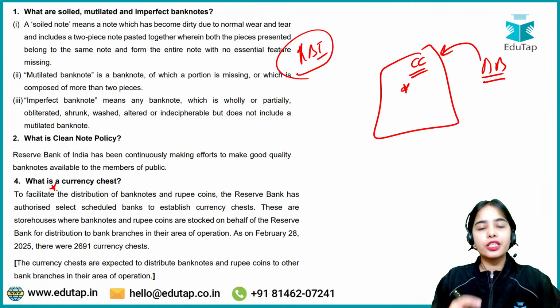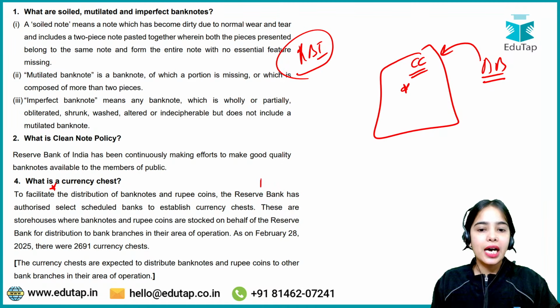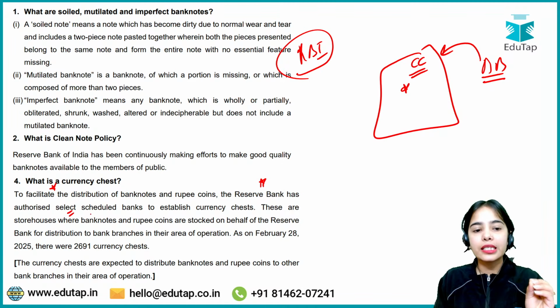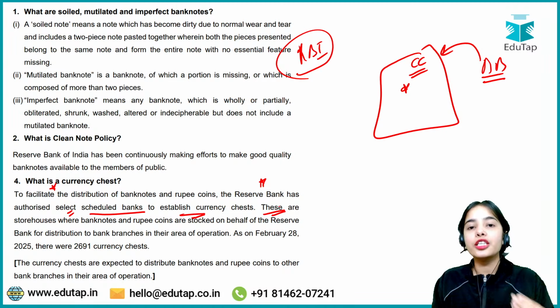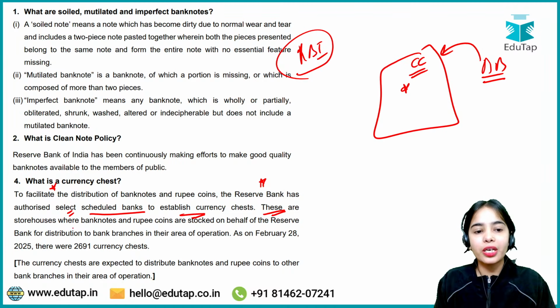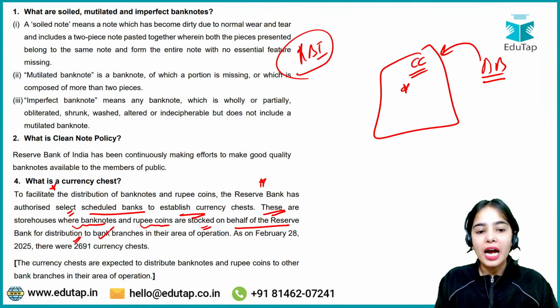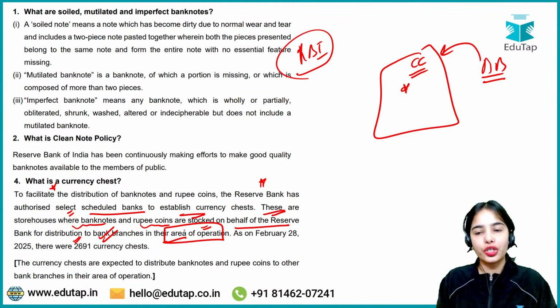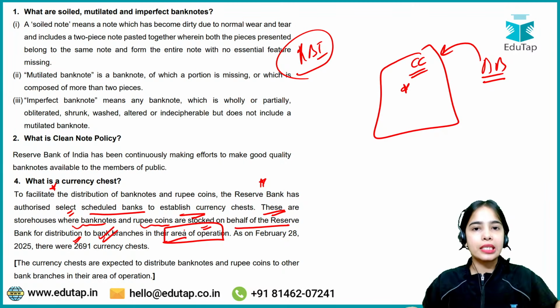To facilitate the distribution of bank notes and rupee coins, the RBI has authorized select scheduled banks to establish currency chests. These are storehouses, basically tijori, where banknotes and rupee coins are stocked on behalf of the Reserve Bank of India for distribution to the bank branches in their area of operation. So in all the different areas of operation, there are different currency chests available.